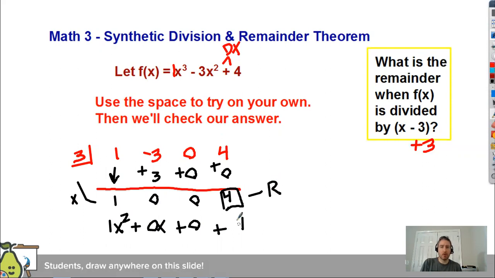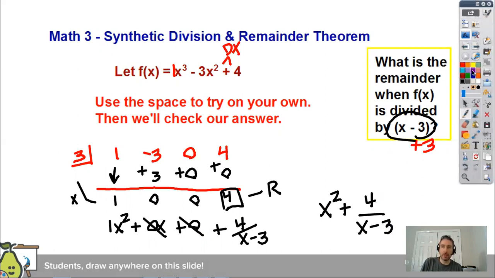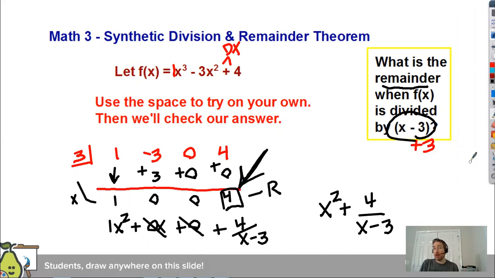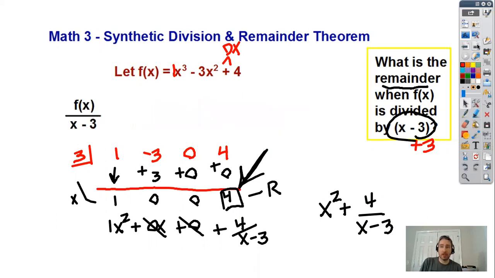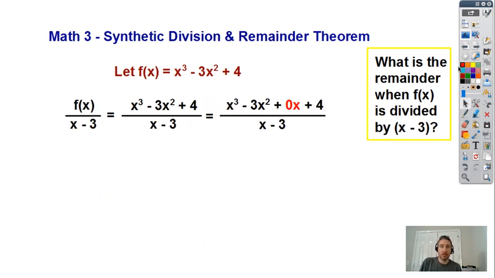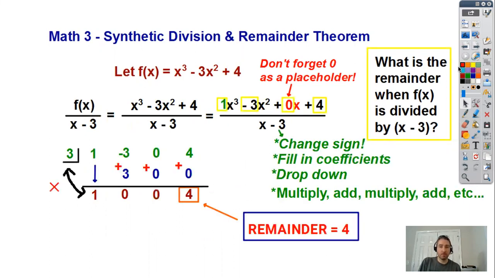So we say plus 4 over, since we're dividing by x minus 3, x minus 3. And those zeros don't really need to be there, so we just say x squared plus 4 over x minus 3. Of course, this question only wanted to know what is the remainder, right? So we only really needed that number. If you click through the slide, you'll see just a quick visual of what we did here.